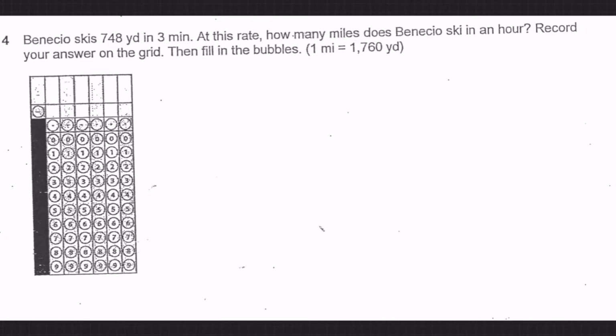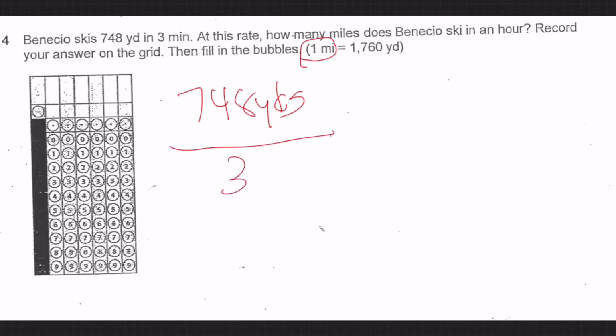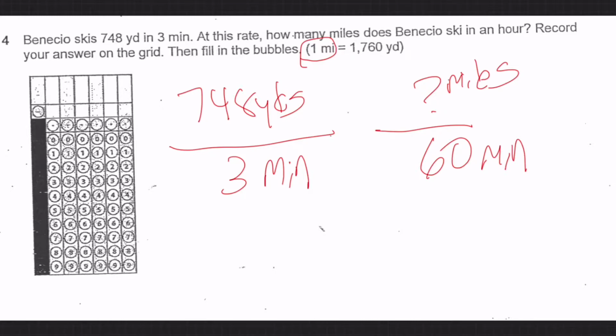Well, the first thing we need to do is write down the 748 yards. And be careful, because this is yards and the question is asking about miles. We're going to put that over 3 minutes because that's the information we have, 748 yards in 3 minutes. What we want to know is how many miles, not yards, can Benicio ski in an hour, which is 60 minutes. All right? Here's what I would do first. I would figure out the yards. We already know that 1 mile is 1760 yards. So let's figure out how many yards first.